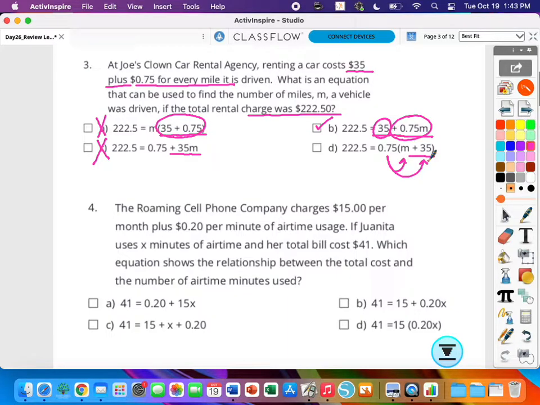So D cannot be your answer either. Look through each one. There's easily ways to clear out all the wrong answers so that you know which one is the right answer.